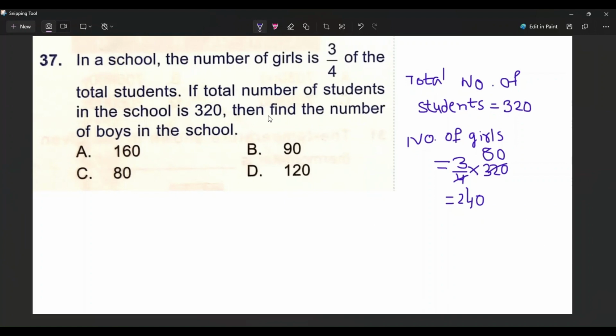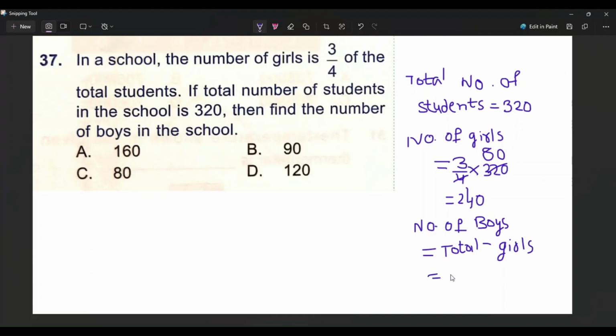So then find the number of boys in the school. Number of boys is equal to, let's write a short form. Total number of students write as total minus number of girls write as girls.